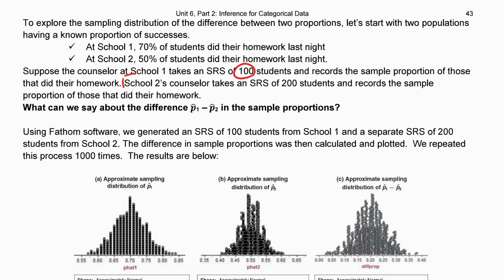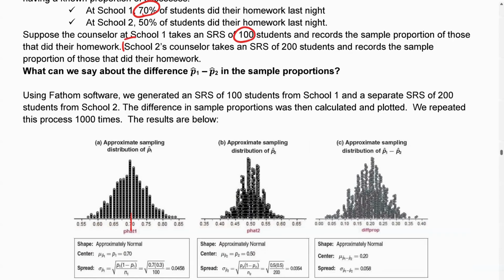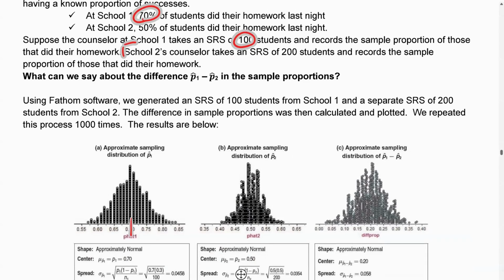Well, do we expect at least 10 successes and failures? We do. Do we expect it to be centered at 0.7, the population proportion? We do. And can we calculate the standard deviation of that distribution? Well, there we have it right there. Square root of 0.7 times 0.3 over 100. So we have about a 5% standard deviation for that distribution.